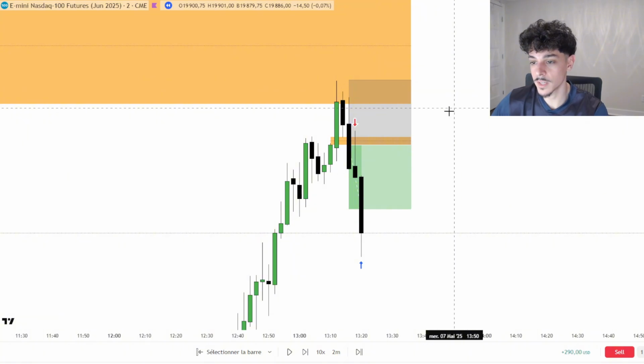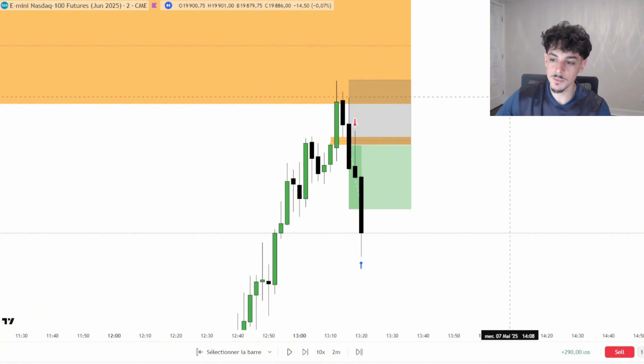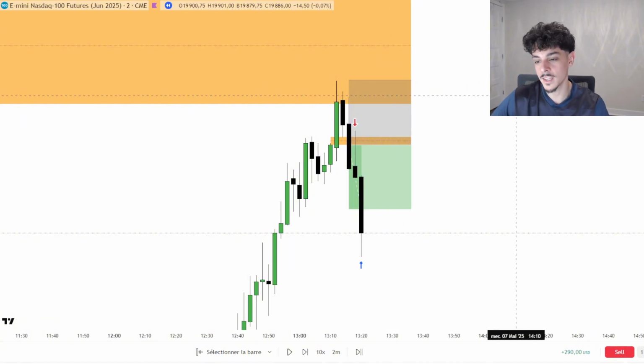So right here, I have to recap it again: tap a 15-minute fair value gap, create a 2-minute bullish fair value gap while tapping the 15-minute zone, then inverse that fair value gap that just got created, wait for the pullback, and you take your entry for 1-to-1. This is your entry, this is your model.